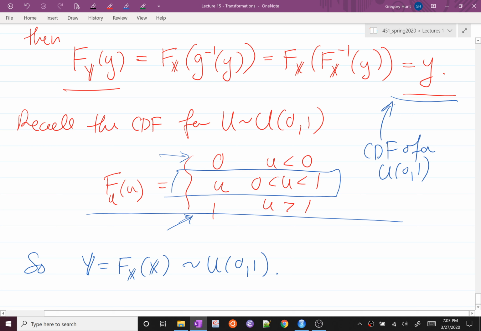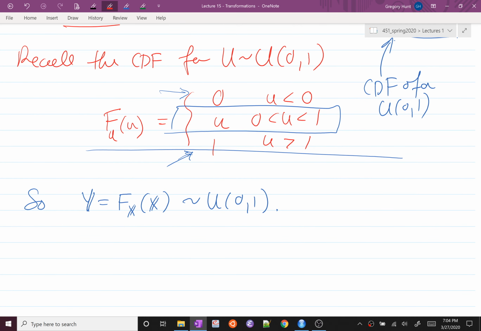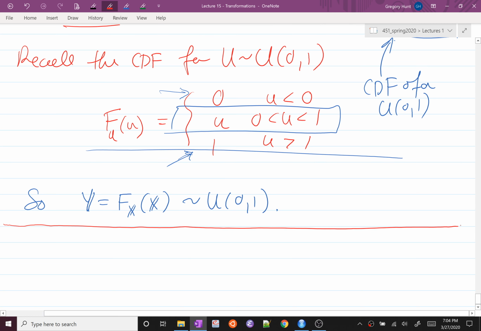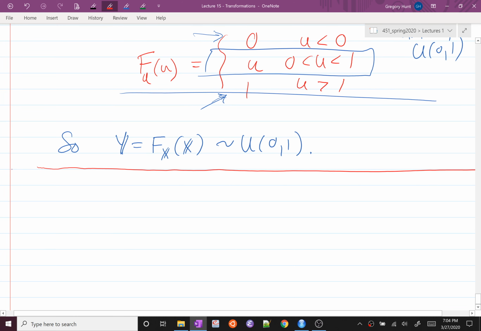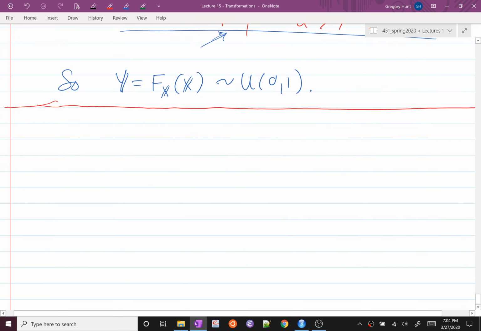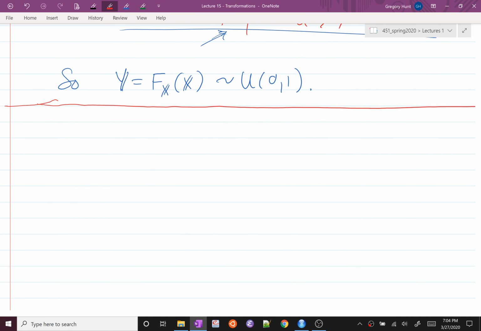And that was a theorem: if I plug x into its own CDF, I get a uniform distribution. So why did I say this is a useful theorem? This is useful for generating data, generating random variables computationally. This is just a little fun aside, not something you necessarily need to know for the final.